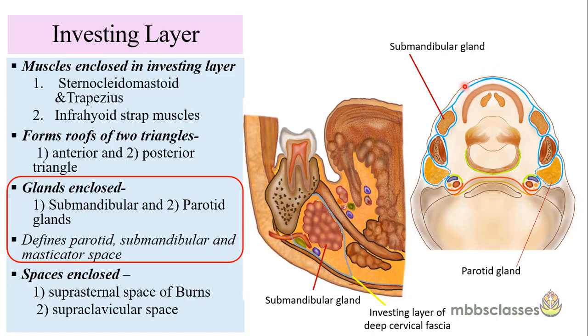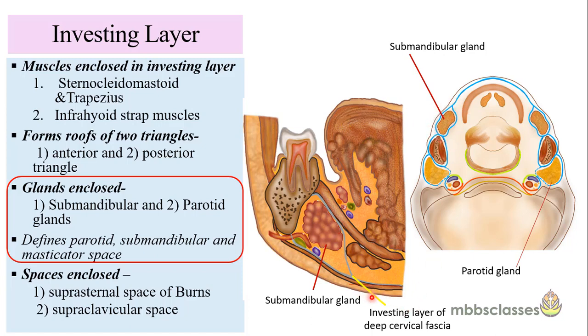If we trace the investing layer in the suprahyoid region of the neck, we can see that it splits to enclose the submandibular gland, and as it goes posteriorly at the lower pole of the parotid, it encloses the parotid gland also. So now let us concentrate on the submandibular gland. This blue color is the investing layer of the deep cervical fascia. We know that when the fascia is enclosing any muscle or gland, it always splits and encloses that structure.